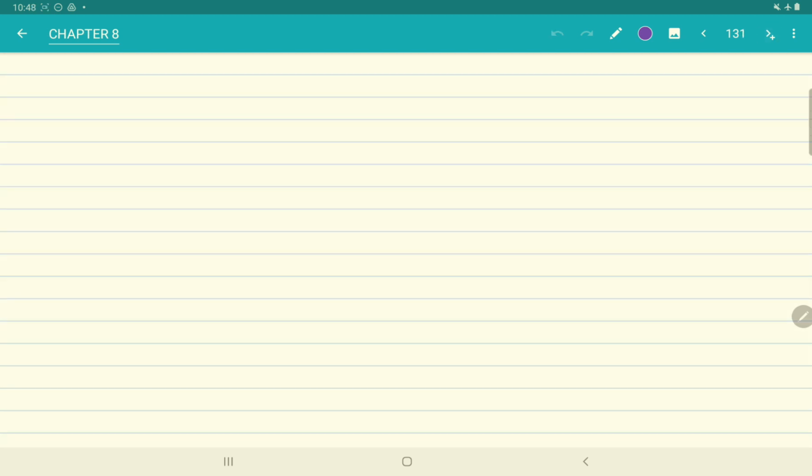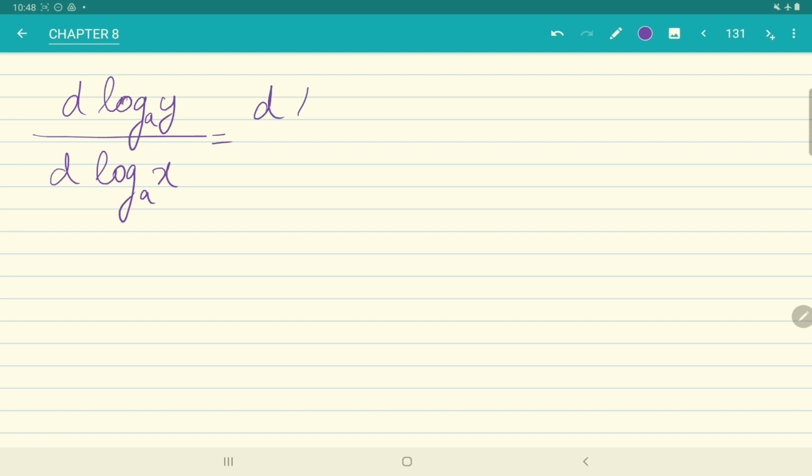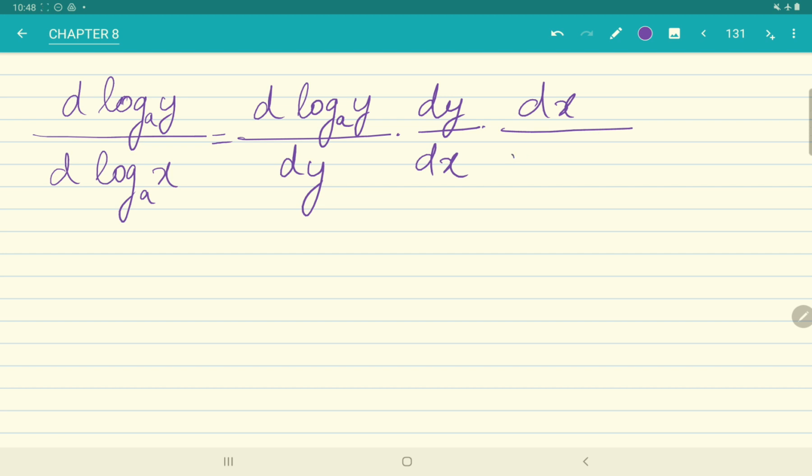So now I can write d log y to the base a by d log x to the base a. This can then be written as d log y to the base a by dy. Then I can write dy by dx, and then I can write dx by d log x to the base a.